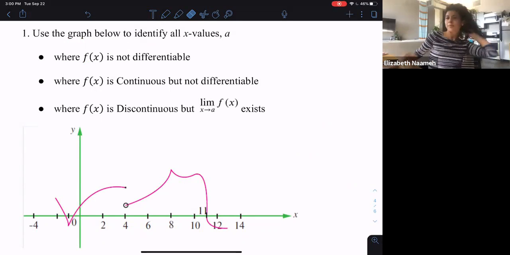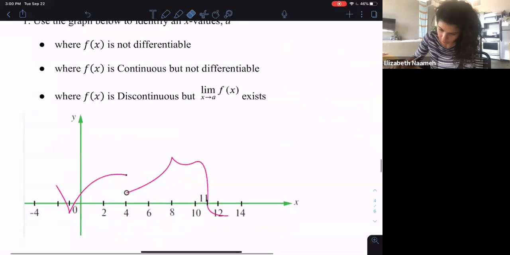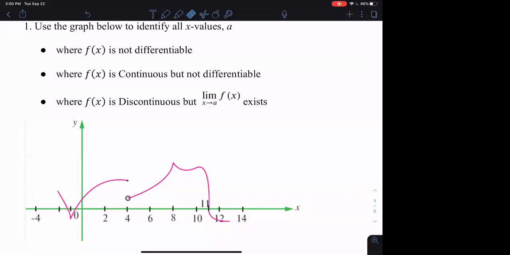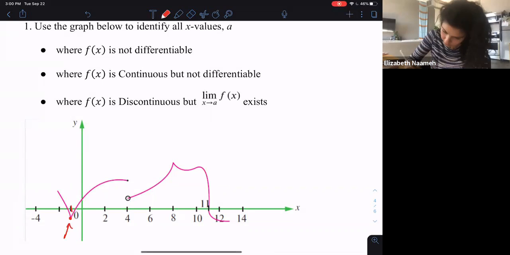Bye, miss. Bye. So it says, where is the graph not differentiable? So let's look at the points. I'm looking for sharp corners, vertical tangent lines, and any discontinuities. Where's the first place where f of x is not differentiable? There's a sharp corner at -1. So at x equals -1, it's not differentiable.